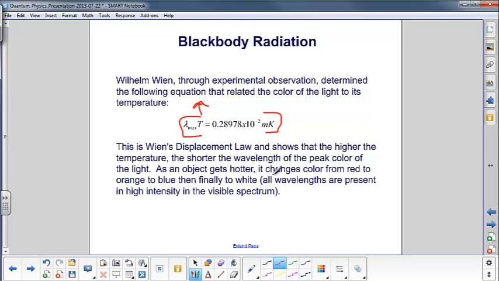So the object will change color from red, which has the longest wavelength, to orange to blue, which has a shorter wavelength, then finally to all white. That means that all wavelengths are present in high intensity in the visible spectrum. So all wavelengths are showing up, they have a high enough intensity, and they are all in the visible spectrum, so people will see the colors merging together as white.